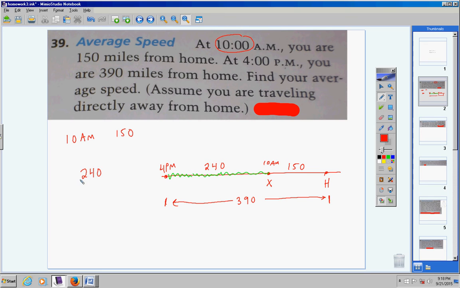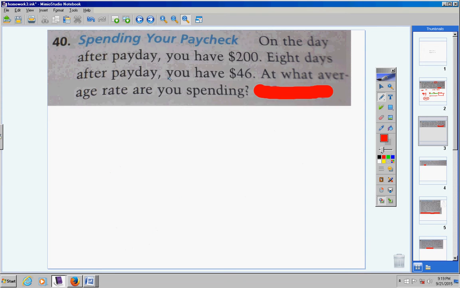Now, how many hours did it take you? Well, from 10 a.m. to 4 p.m., think about it. You go from 10 to 11 is an hour, then to 12, then 1, 2, 3, 4, 6 hours. Okay? So 240 miles in 6 hours. Take 240 and divide it by 6, and you're going to get 40 miles per hour. There we go. Back it up and watch it again if you need to, okay? Not too difficult.